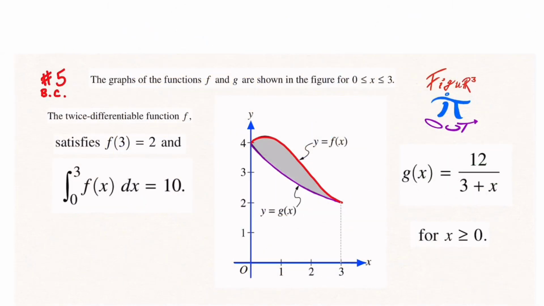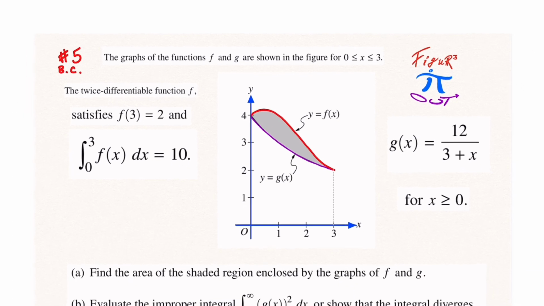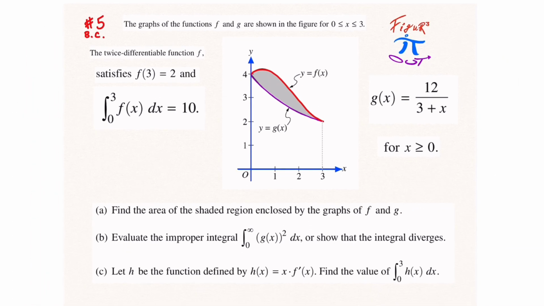The graphs of the functions g and f are shown in the figure, where x ranges from 0 to 3. The twice differentiable function f satisfies f of 3 equals 2, and the integral from 0 to 3 of f of x dx equals 10. g of x is equal to 12 over 3 plus x. Find the area of the shaded region enclosed by f and g.